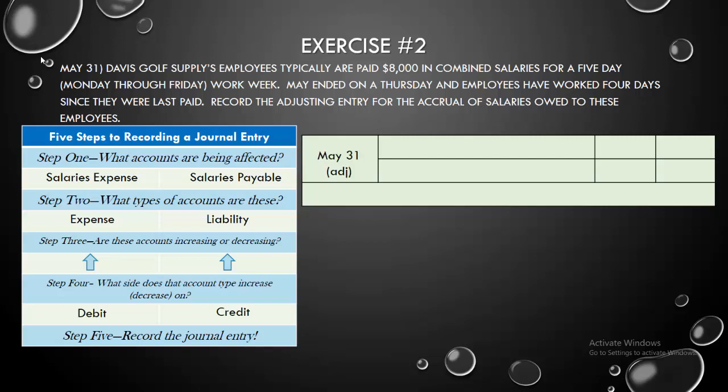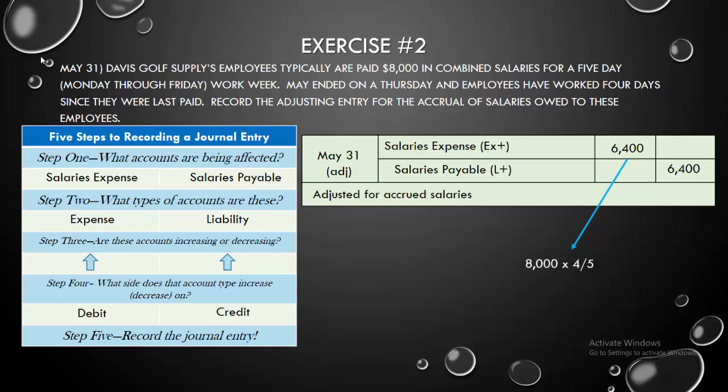So on May 31st, when we make this adjustment, we're going to have a debit to salaries expense. And we're going to have the debit to salaries expense for the portion that we actually owe them, $6,400. How did I come about that? Well, it's easy enough. We have $8,000 that we typically normally pay. They worked 4 days, and they typically work a 5-day work week, which means 4/5 of that $8,000 was earned during the month of May. We have to put 4/5 of their next paycheck on our books during the month in which they actually earned those salaries. So 8,000 times 4/5 is how I got to 6,400 in this adjustment for the accrual of salaries.